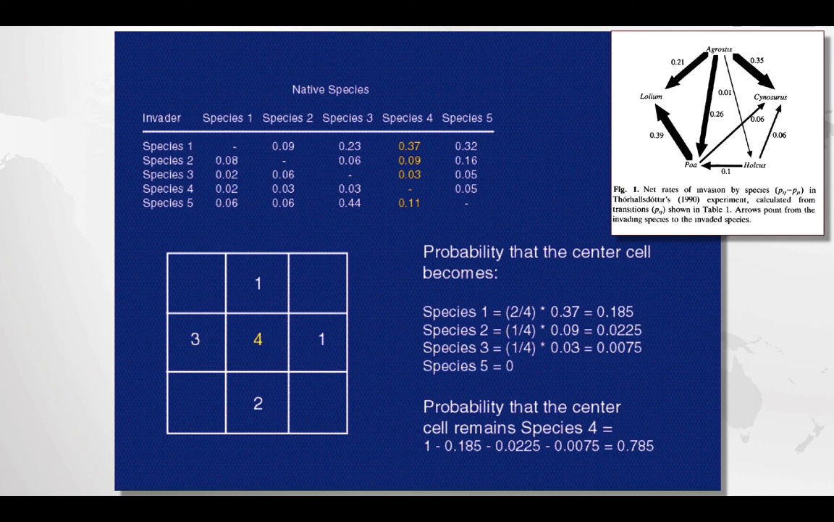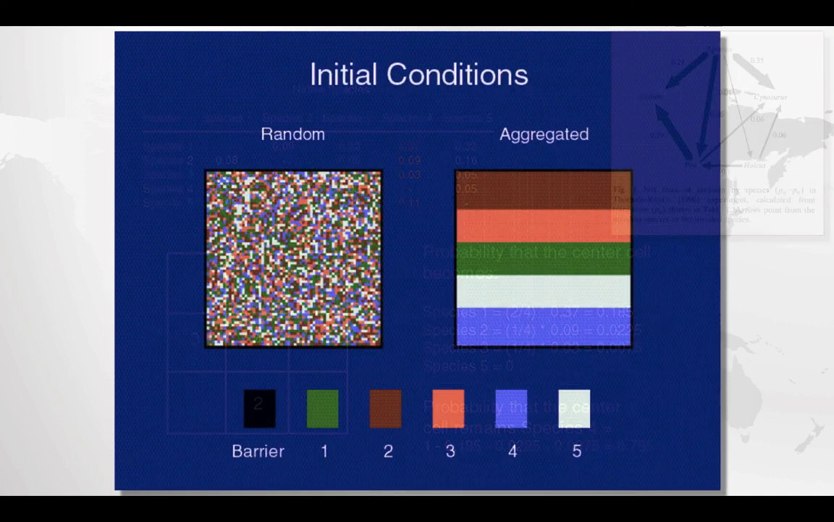And then you can calculate the probability that the center cell is going to be the same, and it's just 1 minus all those different probabilities of each species moving in. Okay, so it's just a probability approach in the math. What I want you to take away from this is it's all based on probabilities, just like the probability you could win a hand in Las Vegas.